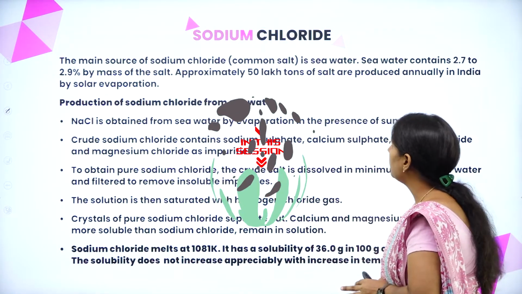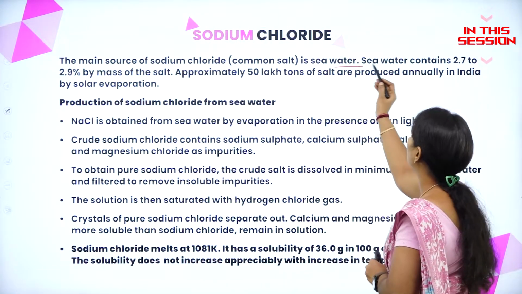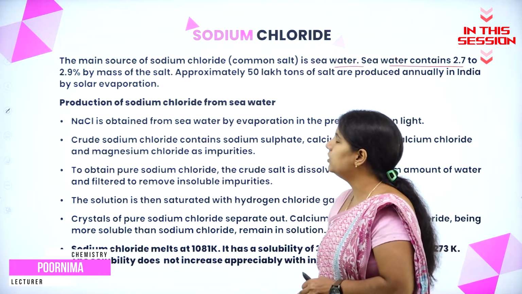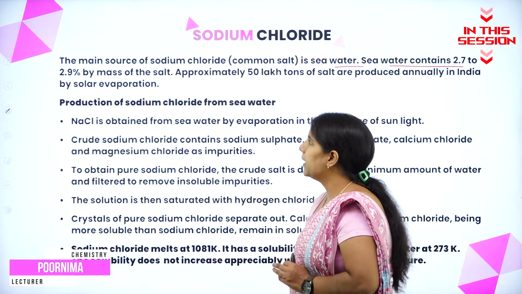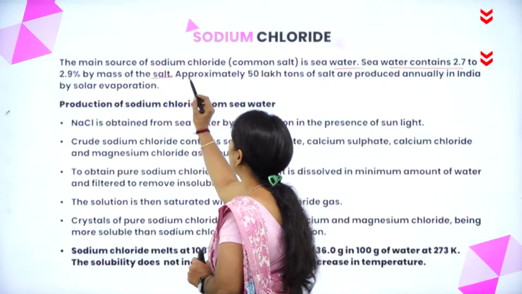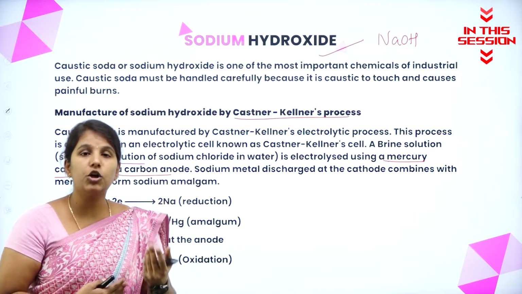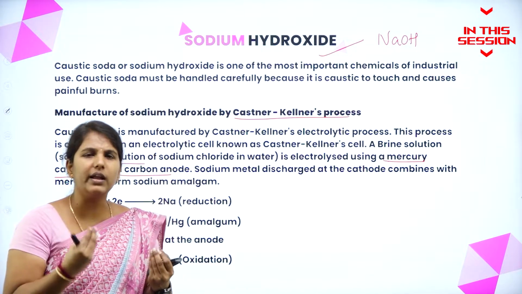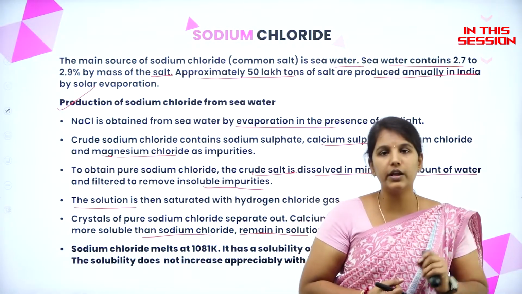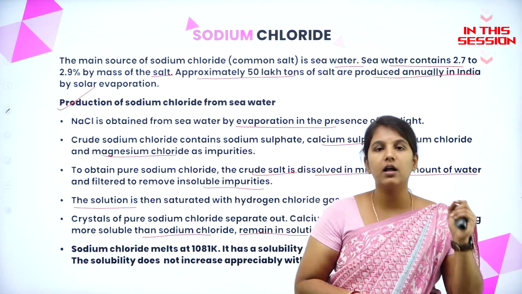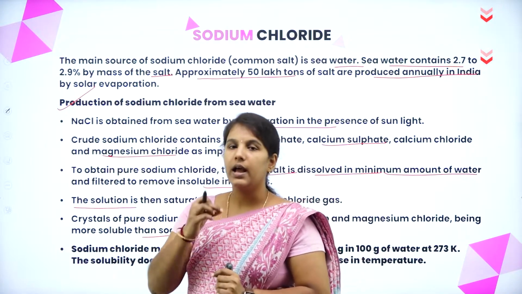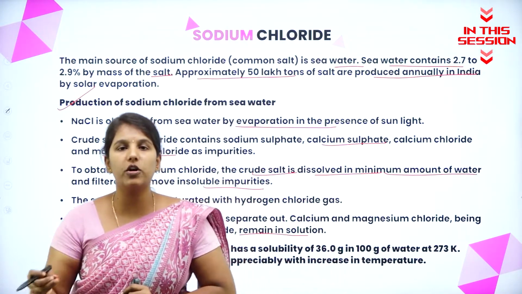The main source of sodium chloride is seawater, which consists of 2.7 to 2.9% salt by mass. Brine is a concentrated solution of sodium chloride dissolved in a very little quantity of water. Hydrochloric gas makes sodium chloride less soluble, and we get the pure sodium chloride.